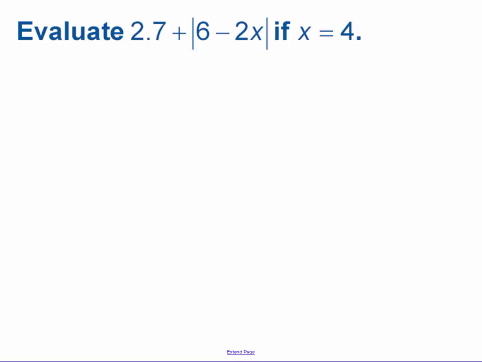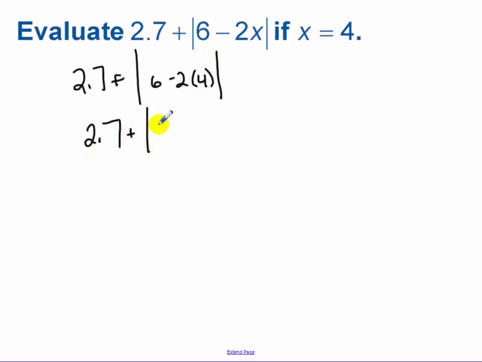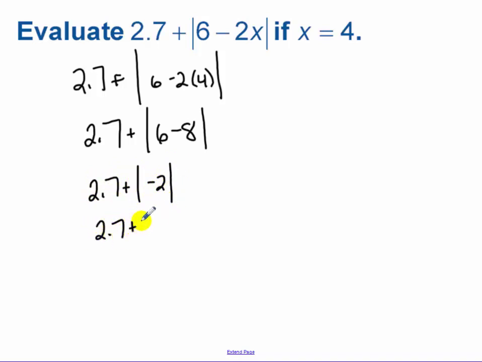Okay, our first example, evaluate that if x equals 4. So we plug in x equals 4. And I have 6 minus 8. So we have 2.7 plus 2, which becomes 4.7.